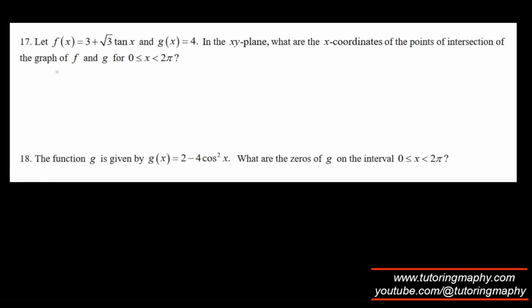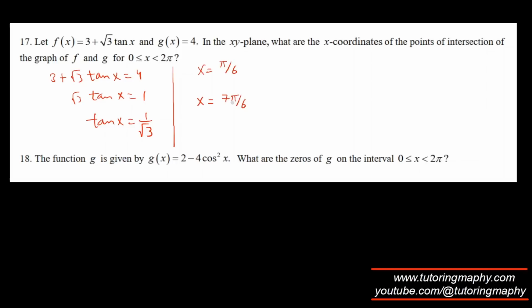Likewise over here, this is tan x. So f(x) is equal to g(x), which means that 3 plus root 3 tan of x is equal to 4, which means that root 3 tan of x is equal to 1, which means that tan of x is 1 over root 3. Okay, so tan x is 1 over root 3, which means that it happens in quadrant 1, that is pi over 6, and it happens in quadrant 3, which is pi plus pi over 6, so 7 pi over 6.